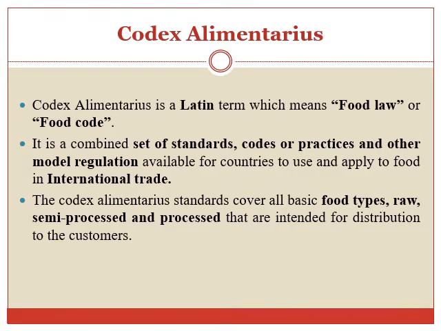Now, we're going to see a short introduction of Codex Alimentarius. The Codex Alimentarius is a Latin term which means a food law or food code. So it's a combined set of standards, codes of practice and other model regulations which is available for countries to use and apply to food in international trade. The standards cover all basic food types, raw, semi-processed and processed, that are intended for distribution to the customers.